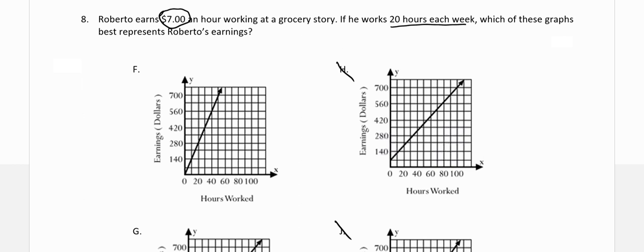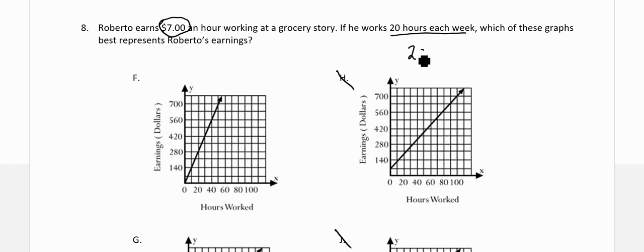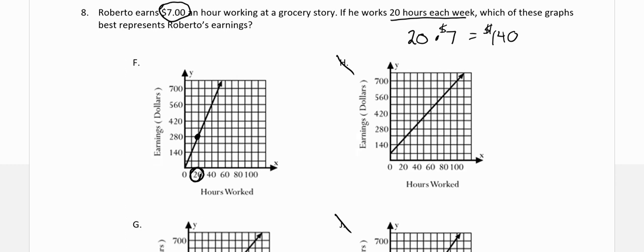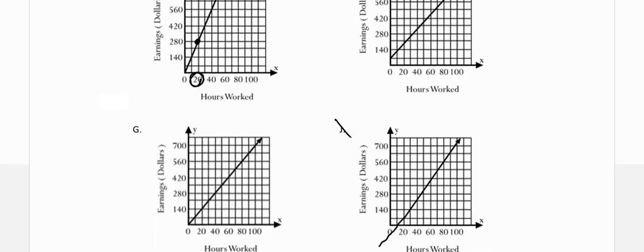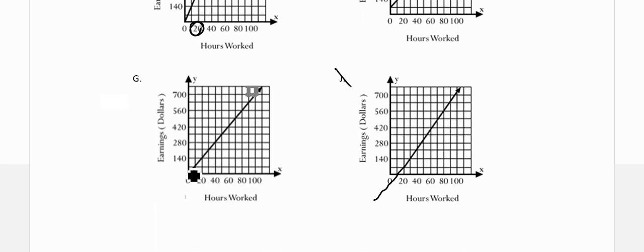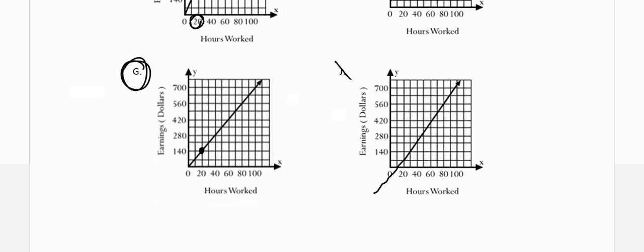So 7 hours, he's earning, let's see, 20 hours times $7 would give me $140. So I'm going to look for 20 hours and where he's earning $140. So here at 20 hours, he's earning $280. That seems like a little much. We already got rid of H. And here he's working 20 hours and making $140. So G would be my answer.